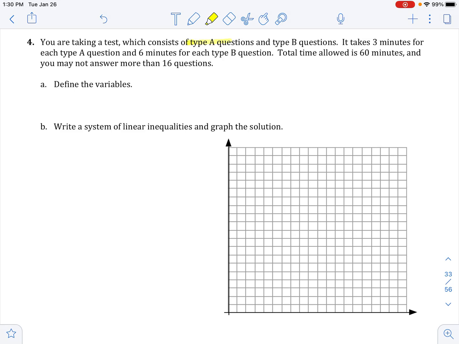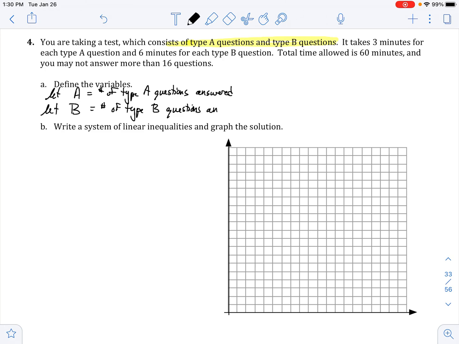And we know that the unknown things we're dealing with is how many of each of these questions we're looking at. So I'm going to define my variable and say I'm going to go with A. I know sometimes we like to use X and Y, but A is the number of type A questions answered. And I'm going to let B equal the number of type B questions answered.